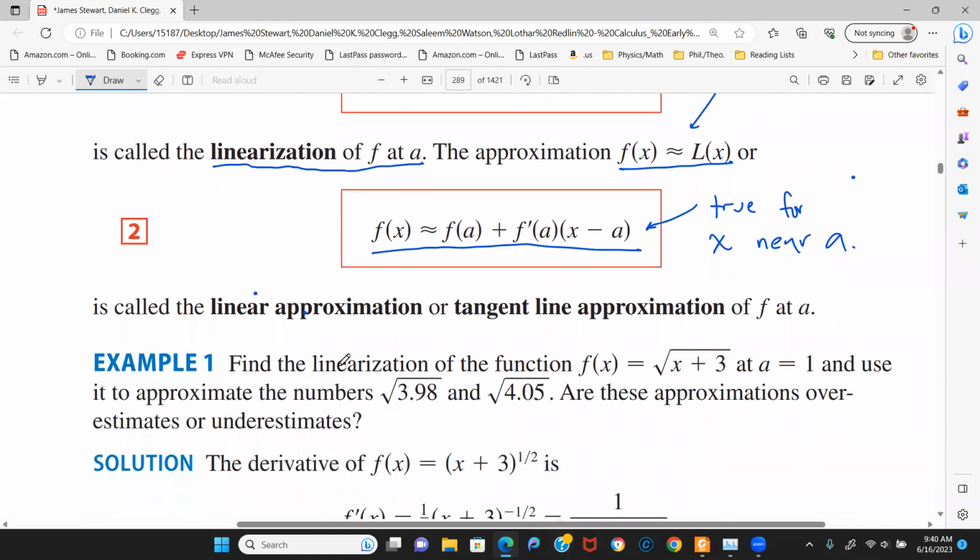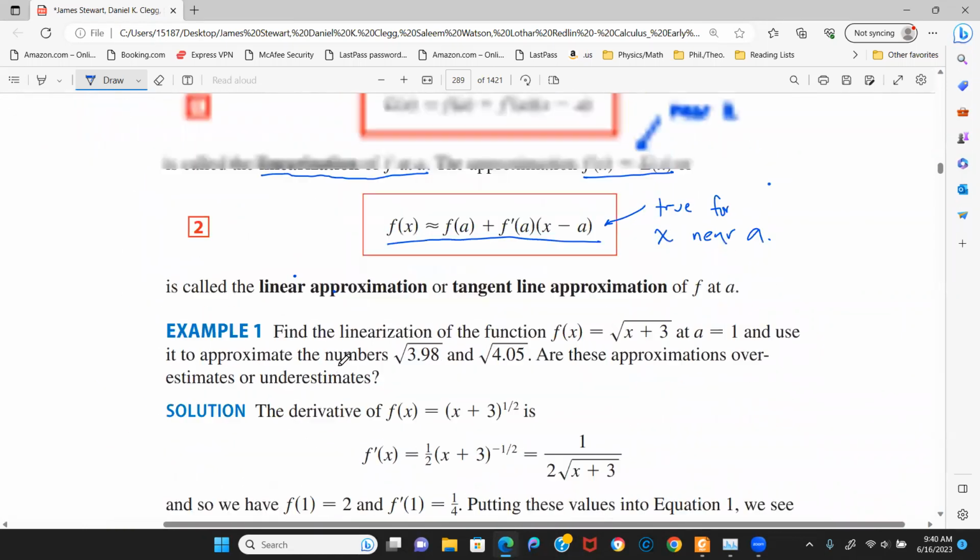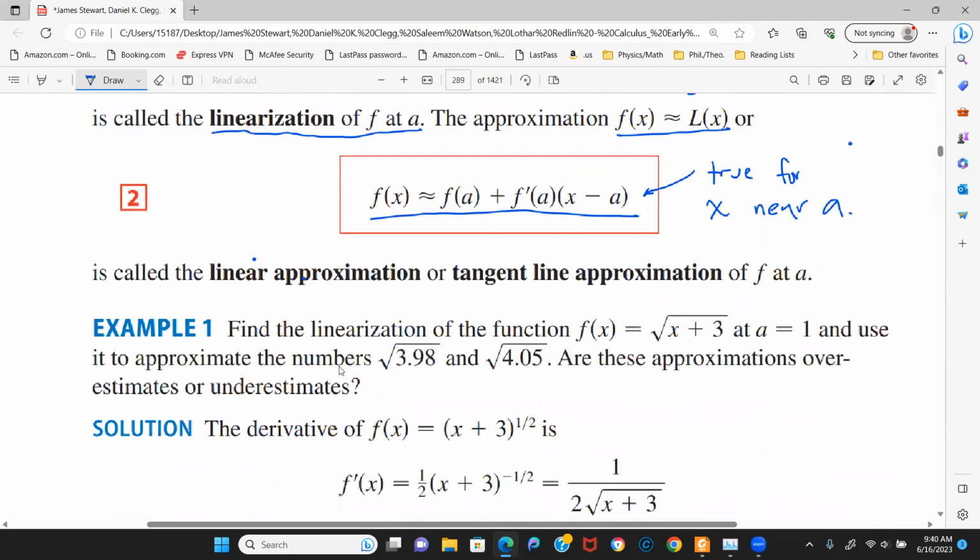So let's look at this example. I'm not going to go through a whole lot of examples, I just want to introduce the ideas, so we're going to skip some. We have this square root function, and as I said, this is not easy to compute for certain square roots. Square root of 4, square root of 9, etc., are easy to compute and have exact answers, but square root of 3, square root of 5, etc., don't have exact answers. So we want to linearize this function and approximate these numbers right here.